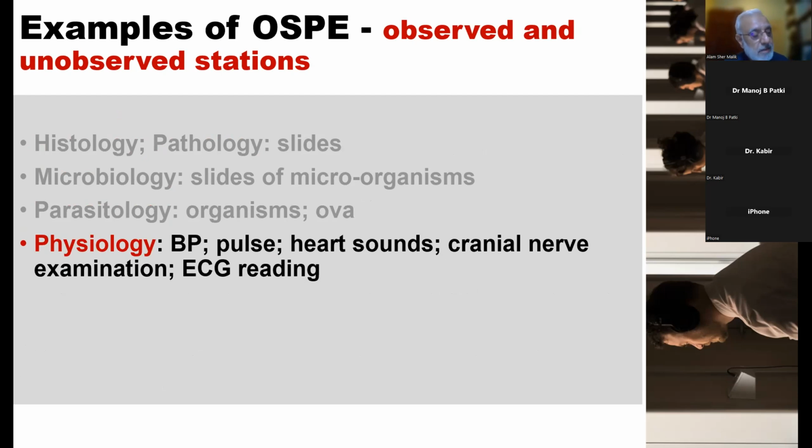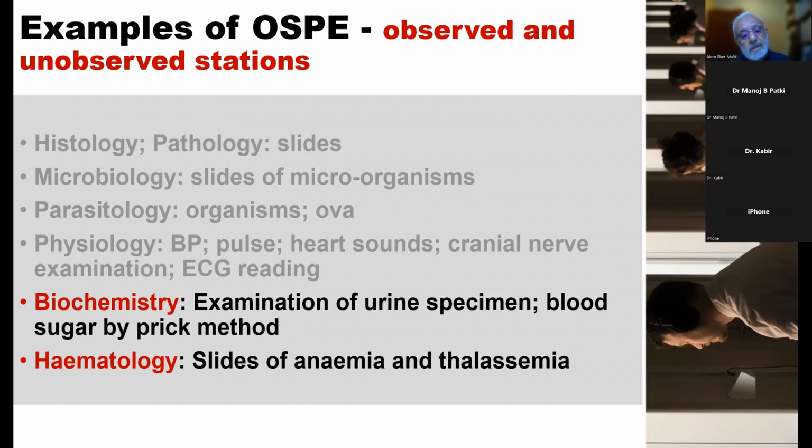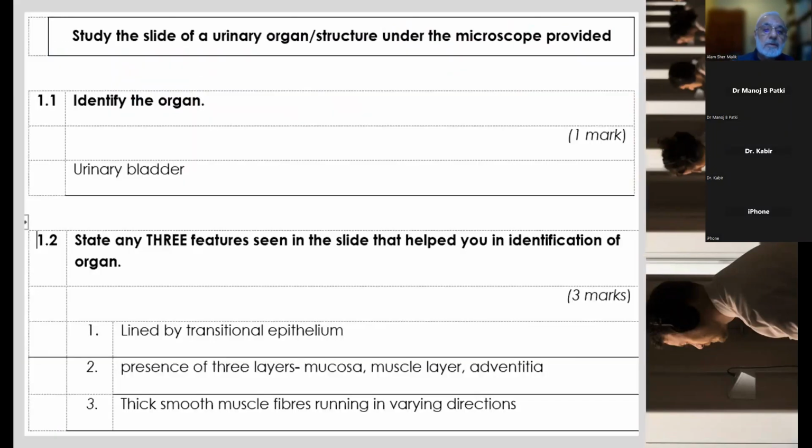In physiology, we can ask students to, for example, measure blood pressure, pulse, heart sounds, cranial nerves, or ECG, etc., depending upon what level we are assessing. In biochemistry, we can, for example, ask them to examine a urine specimen or blood sugar, etc. In hematology, similarly, we can put slides of, let's say, iron deficiency anemia, thalassemia, or others to assess the student. But the important point is that each specimen must be accompanied by a scenario.